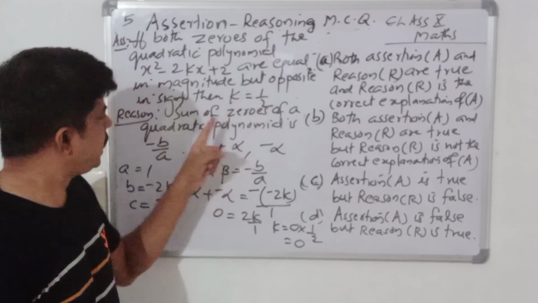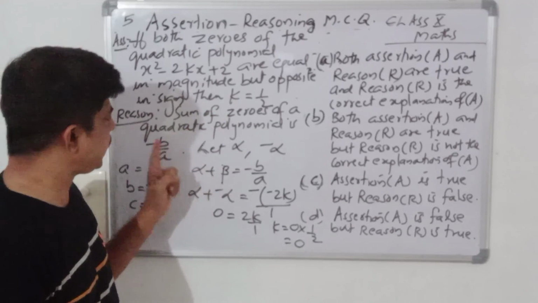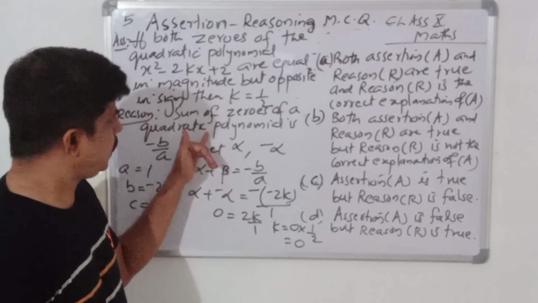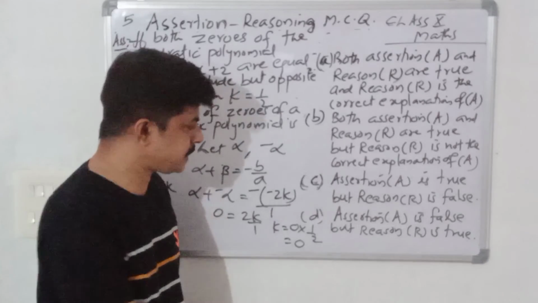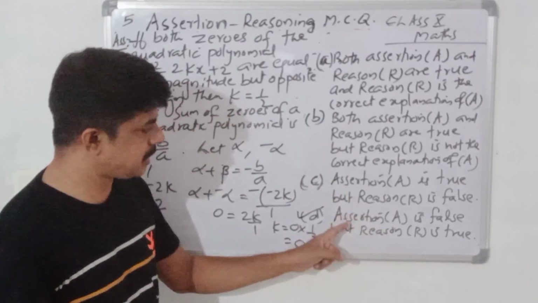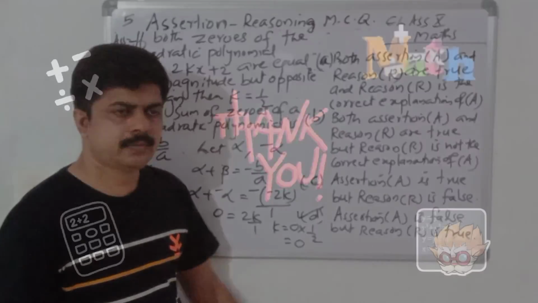Assertion is false. Now let us see: sum of the zeros of a quadratic polynomial is negative b by a. That is of course correct. This statement is false, this statement is true. Therefore our correct answer is option D. Assertion A is false, but reason is true.